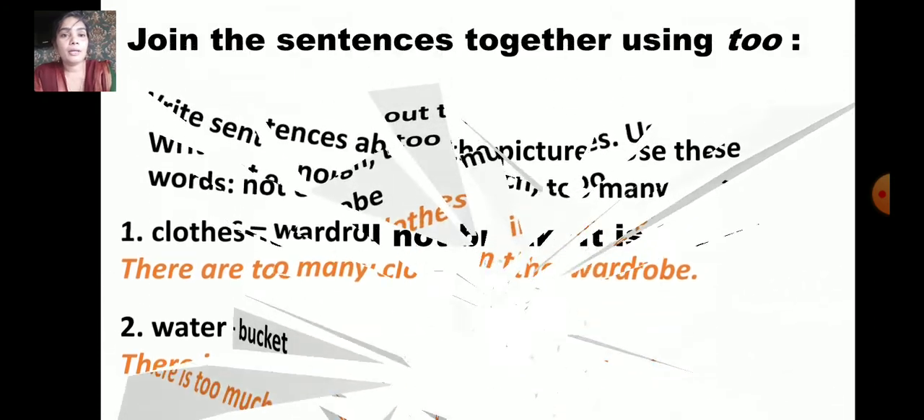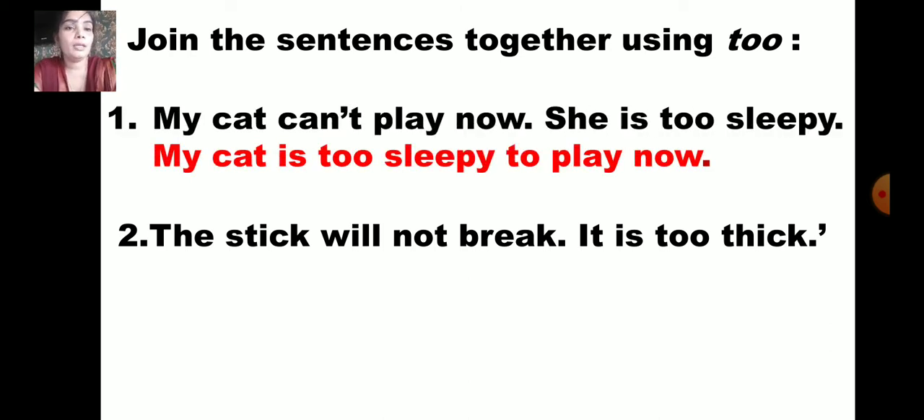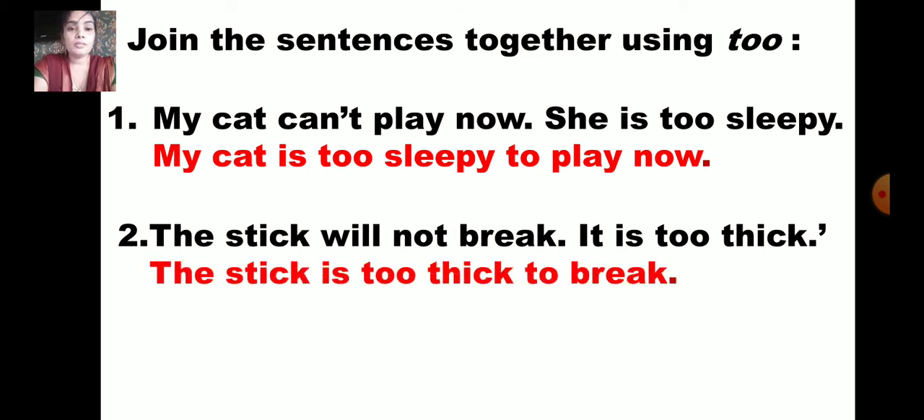Now our next question is: join the sentences using to. Our question number 1. My cat can't play now. She is too sleepy. So my cat is too sleepy to play now. And number 2, the stick will not break. It is too thick. So the stick is too thick to break.